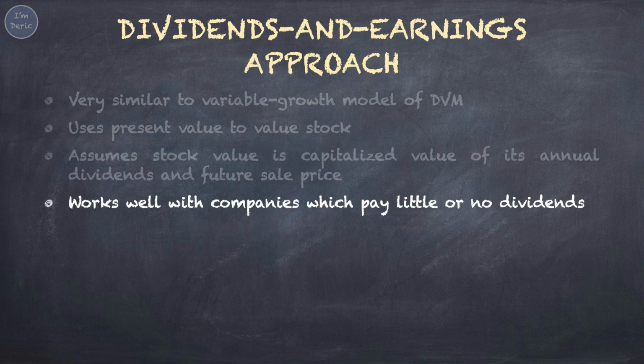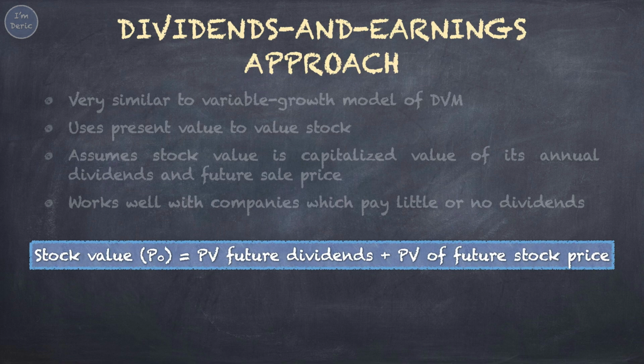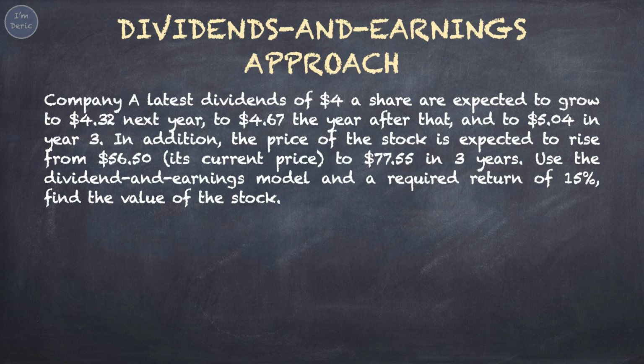This approach works well with companies which pay little or no dividends. By discounting all the future dividends and stock price, you will get the value of the stock, P0, that is the intrinsic value. Let's take an example. Company A latest dividends of $4 a share are expected to grow to $4.32 next year, to $4.67 the year after that, and to $5.04 in year 3.